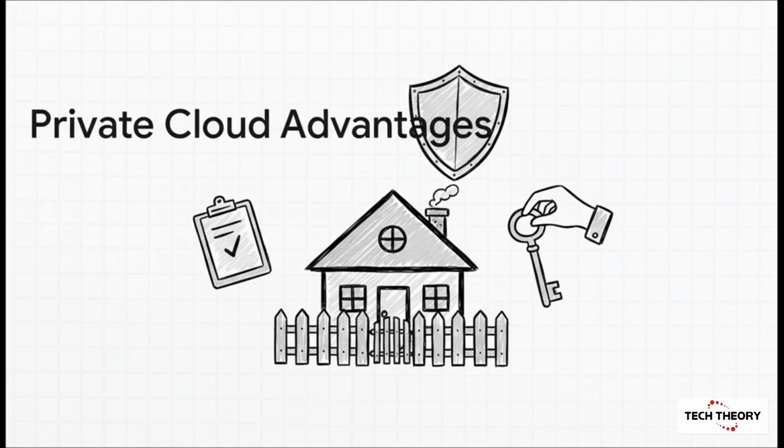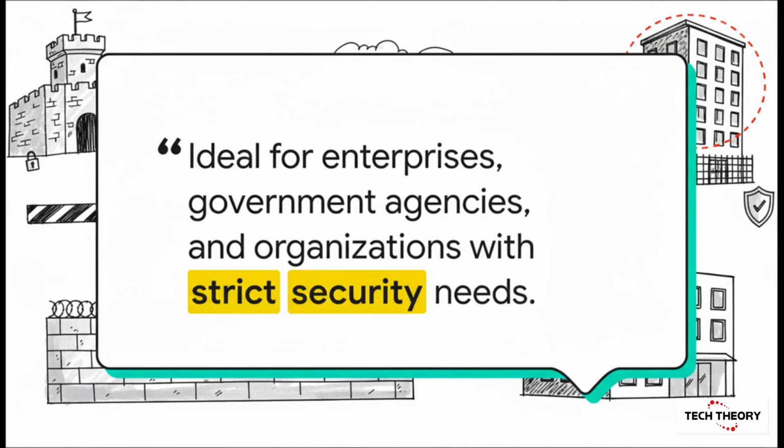Owning the house means you have a digital fortress for your most important data. You've got complete command over the infrastructure, which is absolutely critical if you're dealing with confidential information and have to follow strict regulations. This makes it the obvious choice for organizations that just can't afford to take any risks with security. We're talking banks protecting our financial data, government agencies, or huge companies with top-secret R&D.